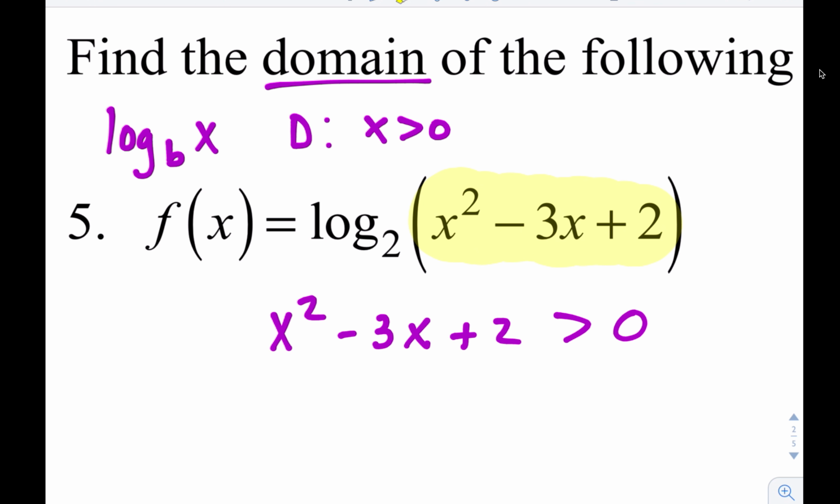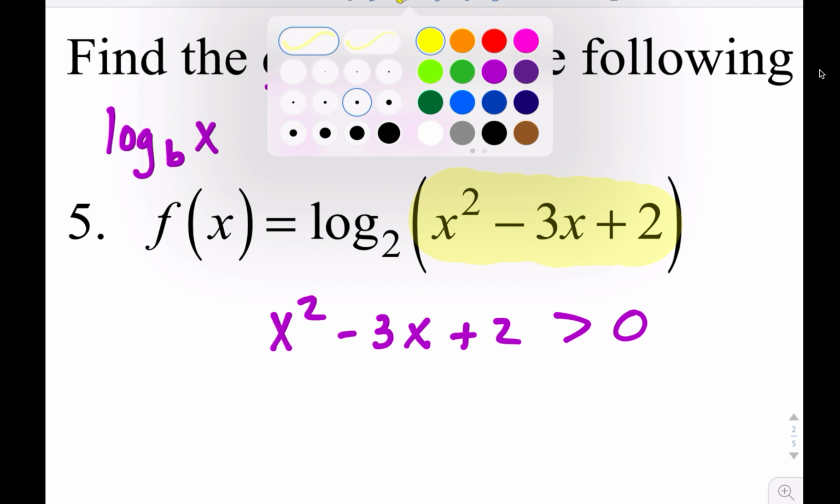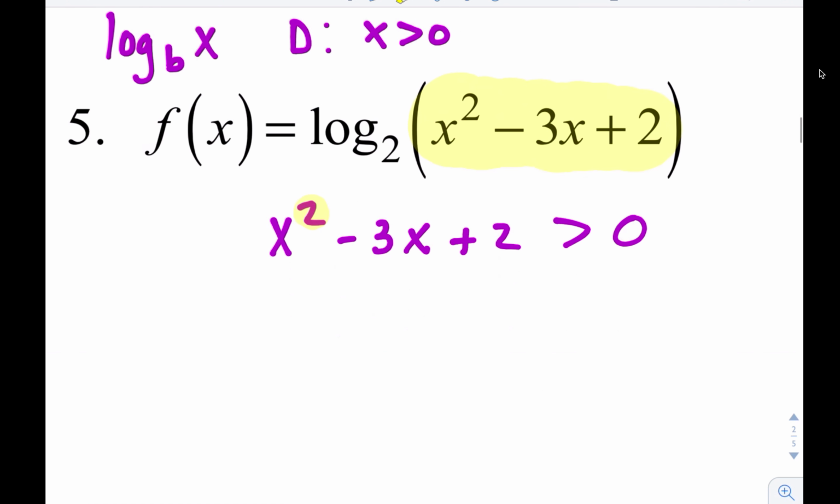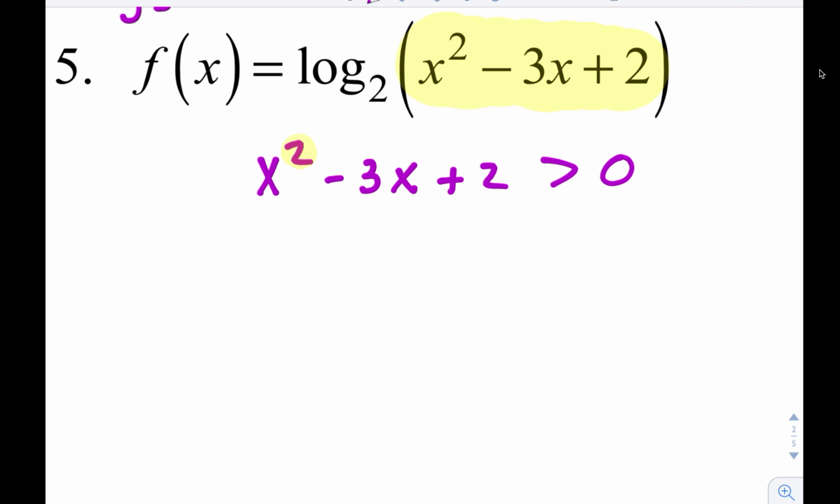All right, now because this is a quadratic, okay, so it's a quadratic because of the exponent, and it's an inequality, I'm going to need to set up a number line. You don't always have to set up a number line, but for ones like a quadratic inequality, you do. So the first thing you want to do is factor it. Make that x minus 2, x minus 1.